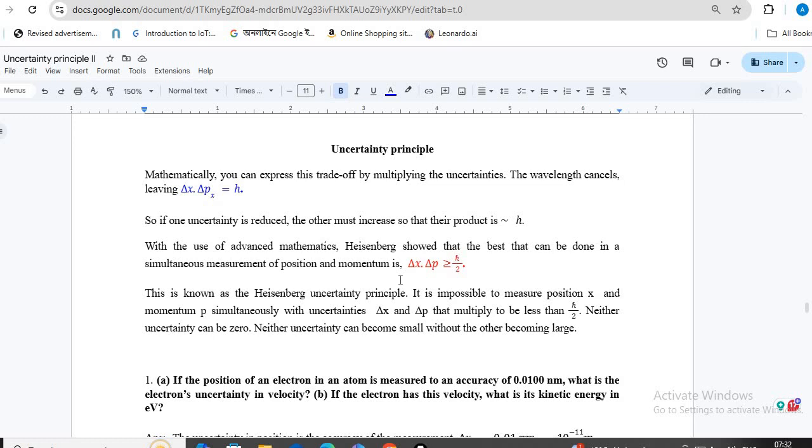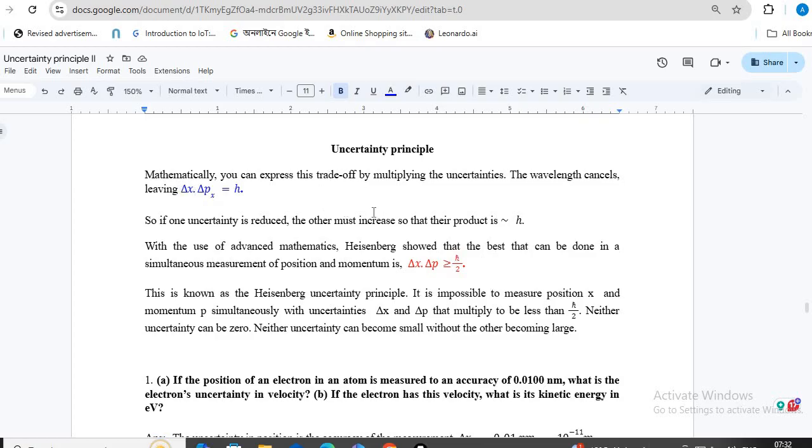Hello, today we will discuss the uncertainty principle and some of the numerical problems related to this. First, the mathematical expression. The simplest way to express the uncertainty principle for a quantum mechanical particle is del x, del px is equal to h, where x is the uncertainty in the position.